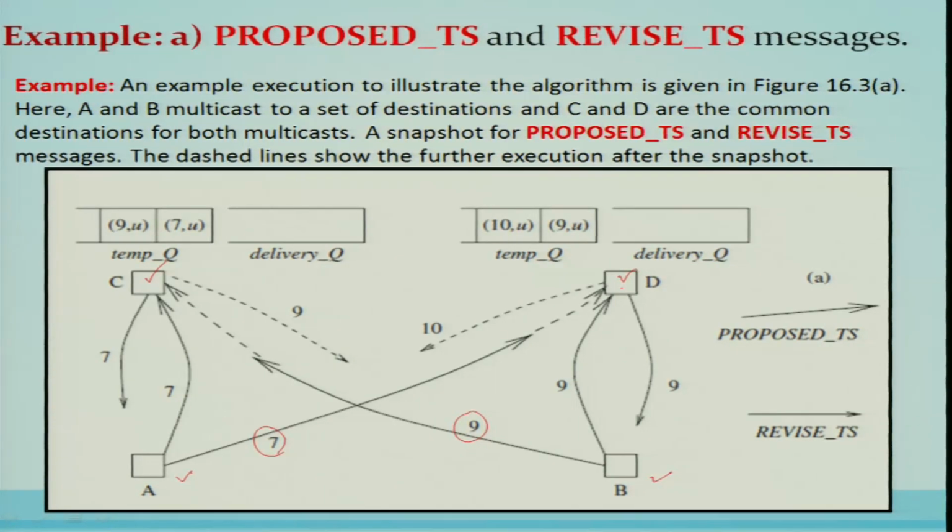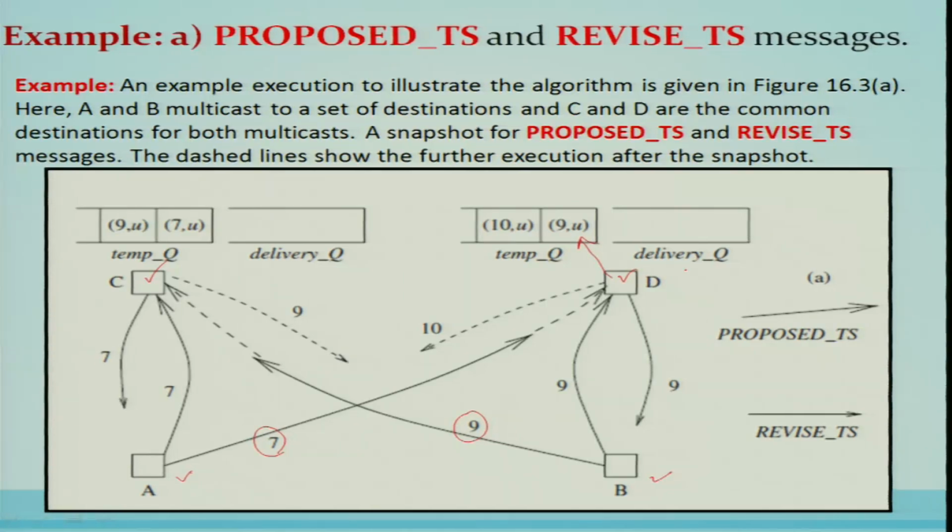Now D, when it receives this particular message with a tag 7, it will give its own timestamp and position it in the queue, that is called the temporary queue. It will not be delivered.